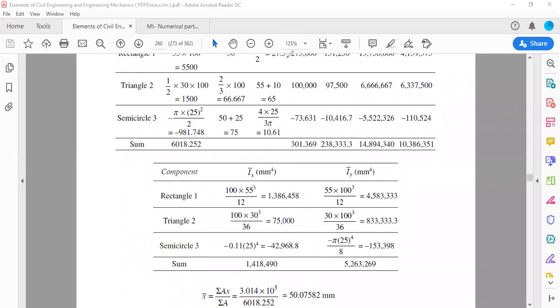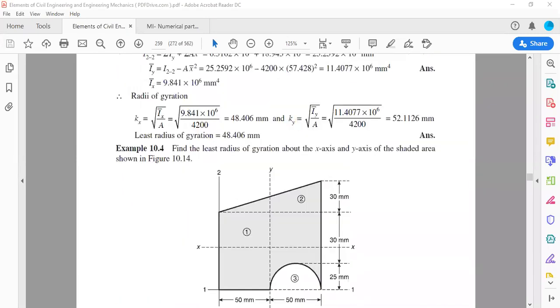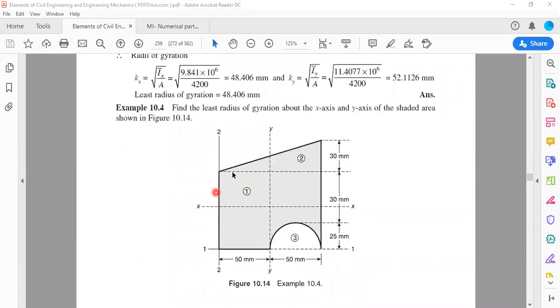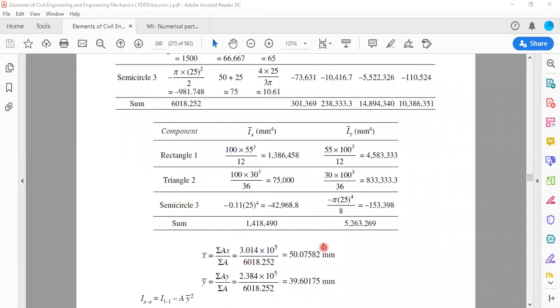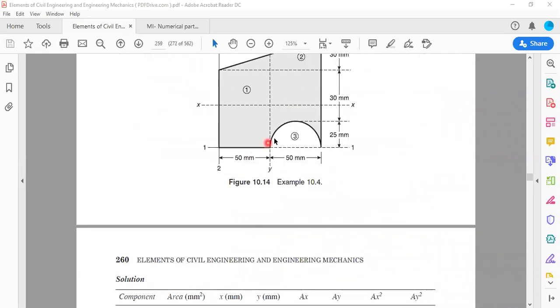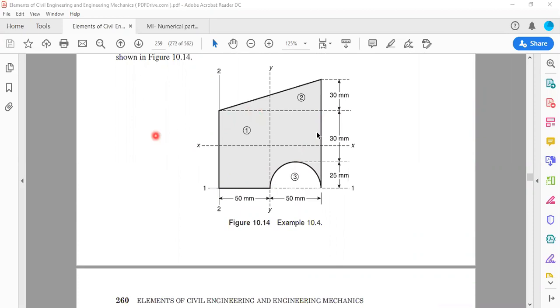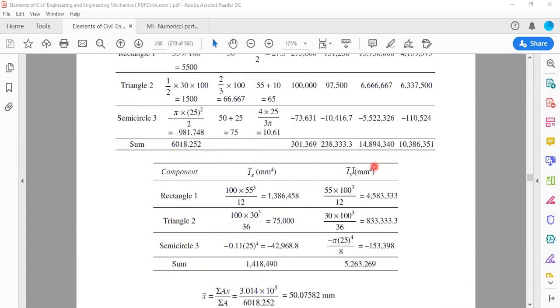In case of the first figure, that is a rectangle, it is going to be bd cubed by 12. B is 100, d is 55. So 100 into 55 cubed by 12, bd cubed by 12. Okay, bd cubed by 12. Iyy is going to be the reverse of that, so db cubed by 12. D is 55, B is 100, db cubed by 12.